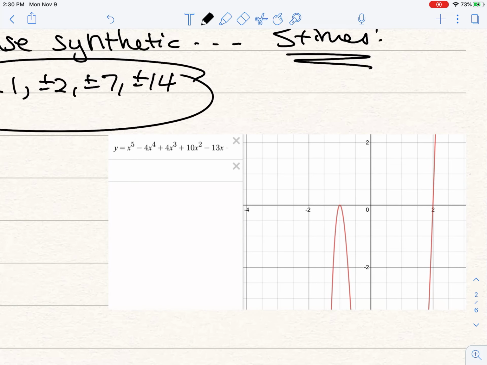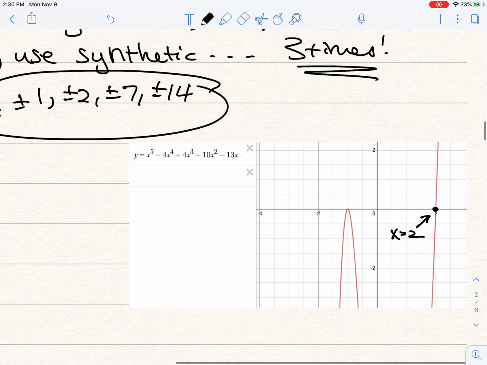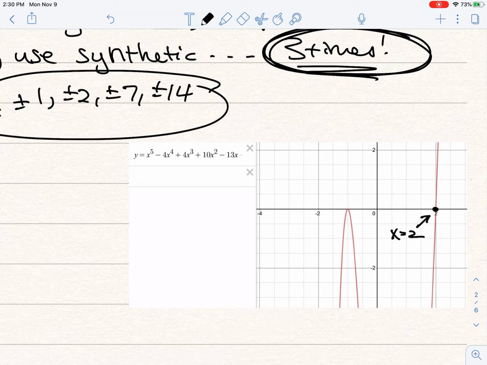And we're going to give us some starting points. So I see right here, that's one of ours, and it looks like x equals 2. And remember, I said we need to use synthetic division 3 times. So we need 3 values of x to start with. Hopefully we can get them. So we found x equals 2.